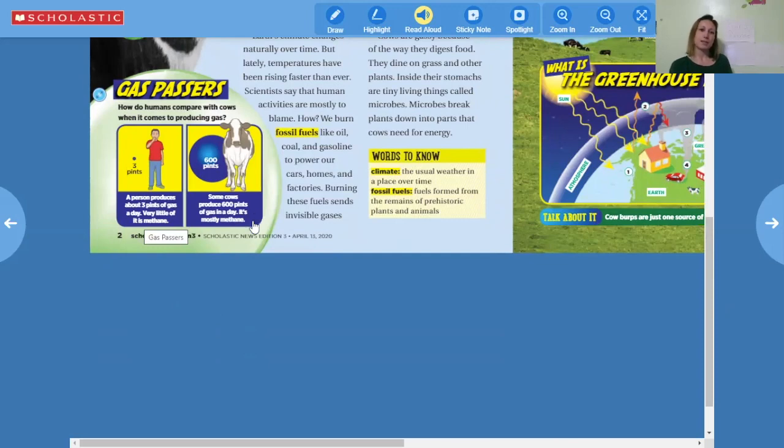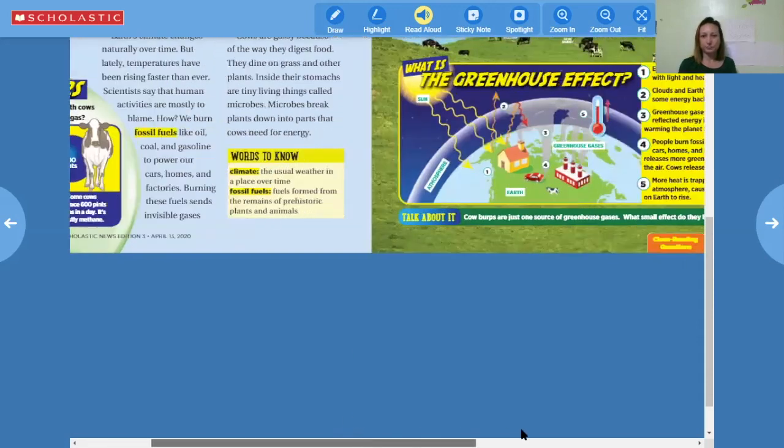It's mostly methane. If I look at that, I think, was the author writing this to persuade, inform, or entertain? And I see that it's got facts. So I know that the author was writing to inform. And I'm going to take it a step farther. What did he want me to get out of this? He was informing me, comparing human gas to cow gas and showing how human gas and cow gas are different.